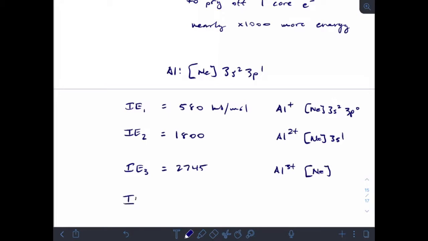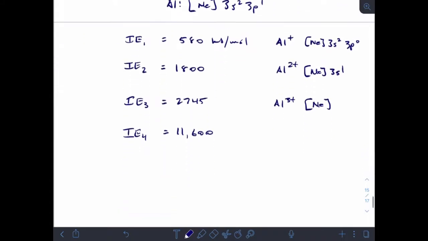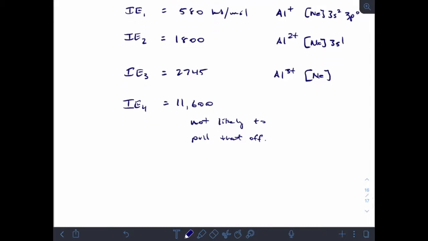Now to pull off one more electron, I have to dig into the core electrons, and we go from 2745 all the way up to 11,600 kilojoules per mole. Not likely to pull that off. Certainly not in nature. We could probably do it in the laboratory, right? But in nature, an energy cost of 11,000 kilojoules per mole to put in, not very likely. So aluminum 4 plus doesn't likely exist in nature. It's just too much of an energy tax to get there.